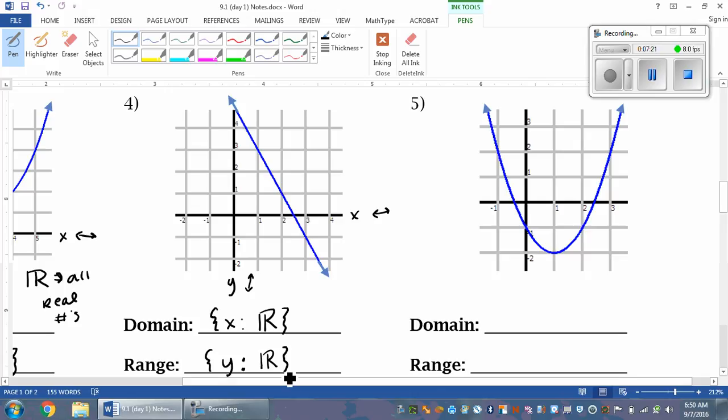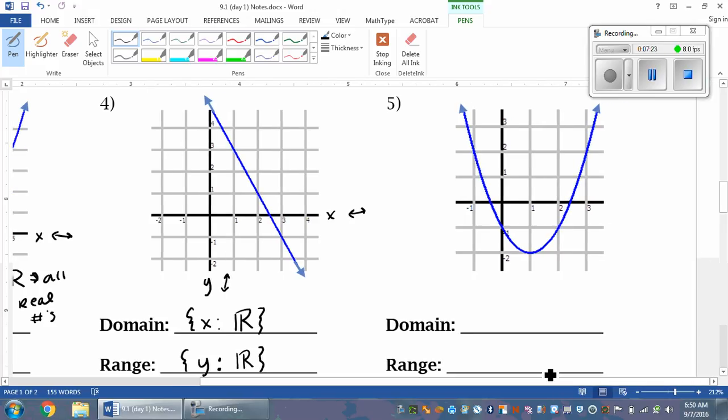Alright, let's move on to number 5. Then we're going to start by doing the curly bracket, x, colon. Let's go ahead and look at the x's. So does my function go left to right? Basically, if it has arrows on both sides, which it does, it's going to be all real.